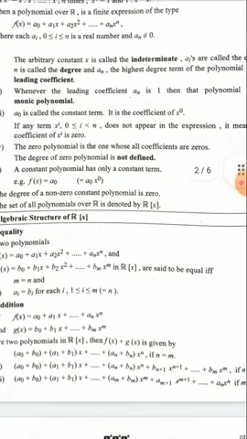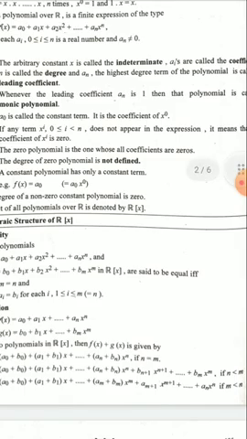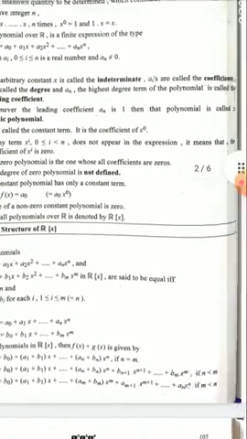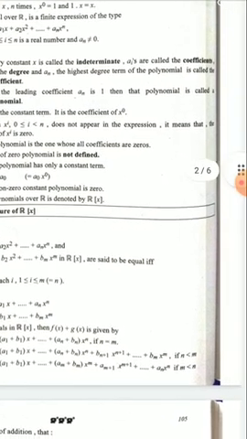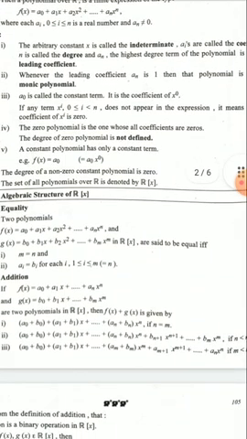Whenever the leading coefficient an is 1, then that polynomial is called a monic polynomial. Here a naught is called the constant term. It is the coefficient of x raised to 0. If any term x raised to the power i, for 0 less than or equal to i strictly less than n, does not appear in the expression, it means that the coefficient of x raised to the power i is 0. The 0 polynomial is the one whose all coefficients are 0. The degree of the 0 polynomial is not defined.